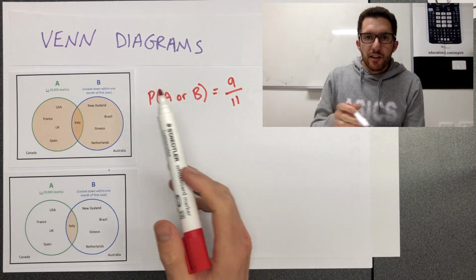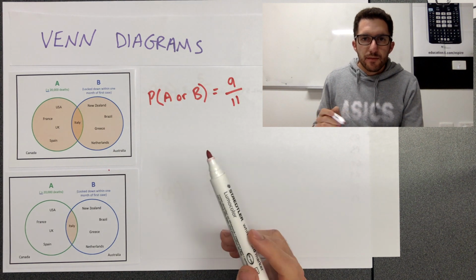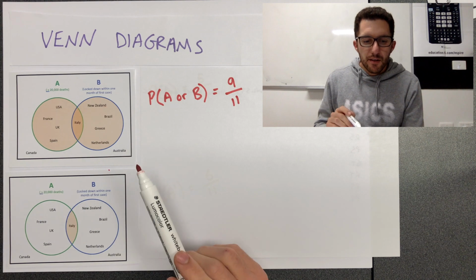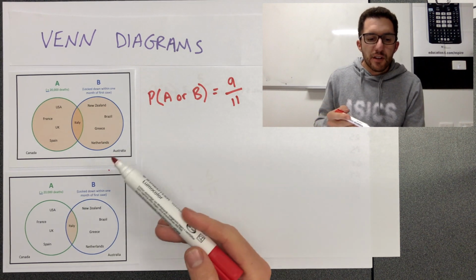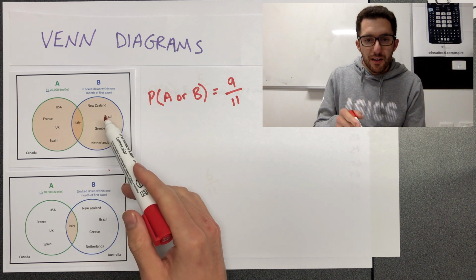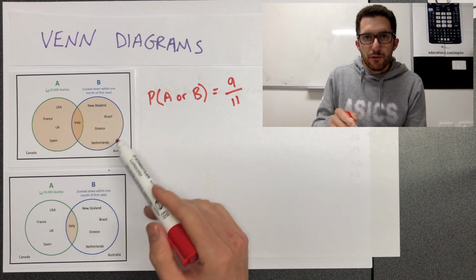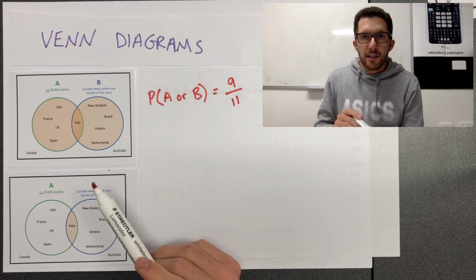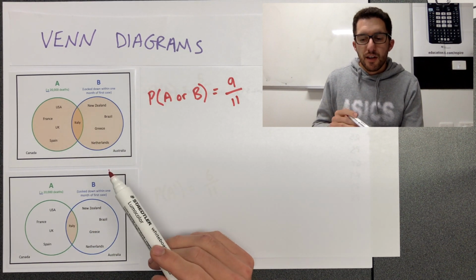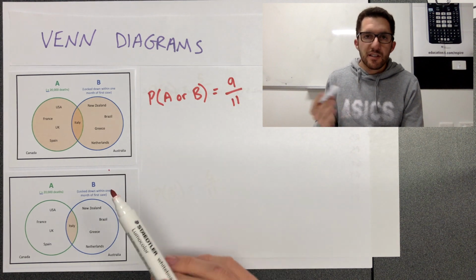So if we select a country at random from our universal set, what is the probability that that country comes from A or B? What is the probability that that country either has recorded more than 20,000 deaths, or has locked down their country within 1 month of recording their first case, or has both of those things true? And the answer is the probability is 9 out of 11.